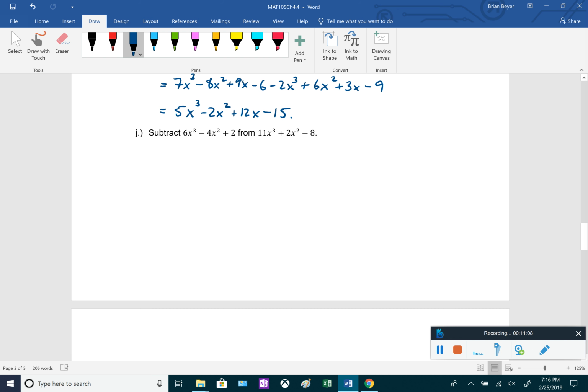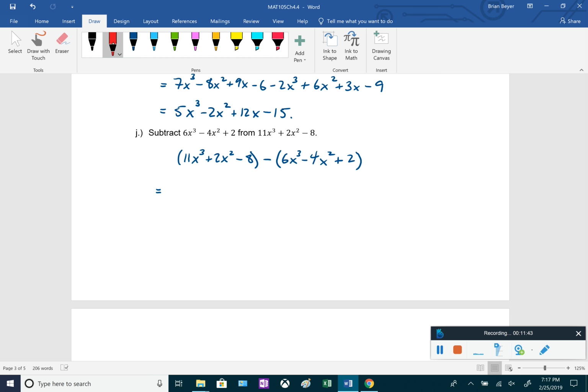Okay, last one here before we graph. Subtract 6x cubed minus 4x squared plus 2 from 11x cubed plus 2x squared minus 8. So we have to be a little bit careful here. We're subtracting the first one from the second one. So when we're setting this up, we have to write the second one first, and then we need parentheses around the one we're subtracting. So it's going to be minus, and then in parentheses, 6x cubed minus 4x squared plus 2.